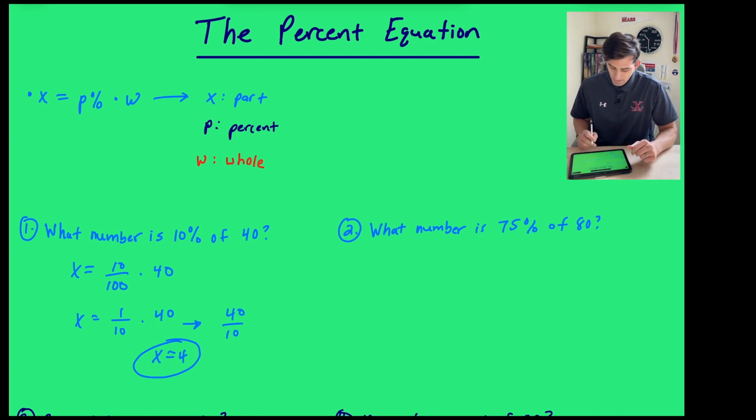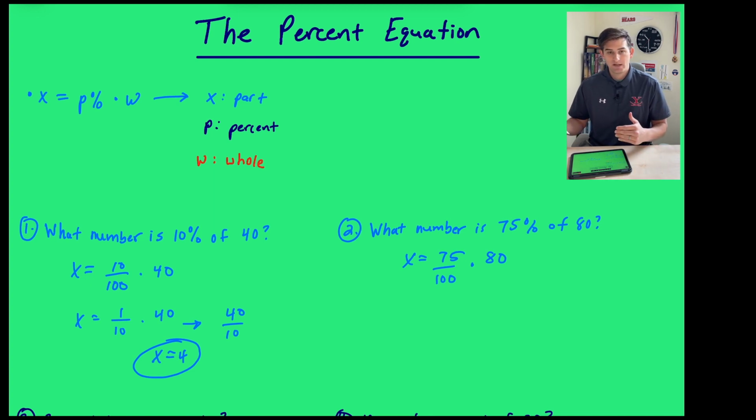Let's look at number 2. What number is 75% of 80? So we're going to say x is equal to 75%, which would be 75 over 100, and then times 80. Now, if you have a calculator and you're using it, yes, you could just do 75 times 80 and then divide that by 100. But if you do not have a calculator, maybe you see, hey, 75 over 100, that's like 3/4. So we could simplify this to 3/4 and then times 80, and this is like times 80 over 1.